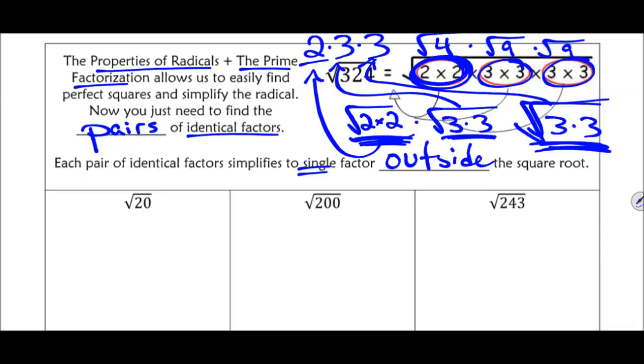And when we think about the result of this, 2 times 3 times 2, all of that basically just changes into 18, which is the square root of 33.